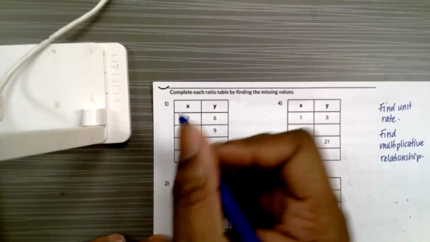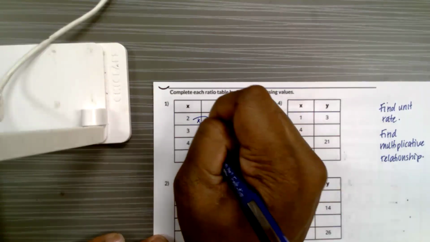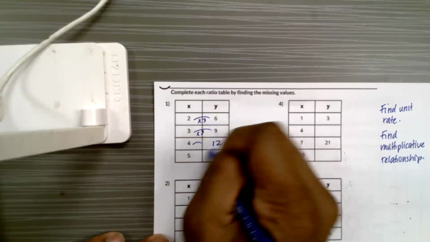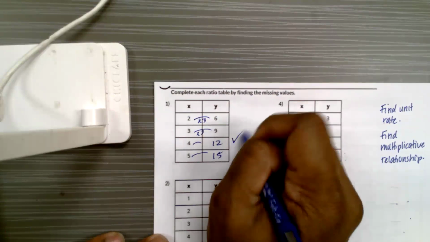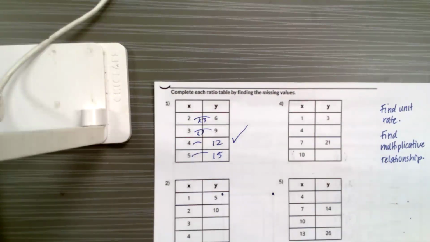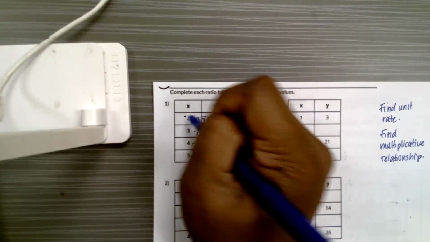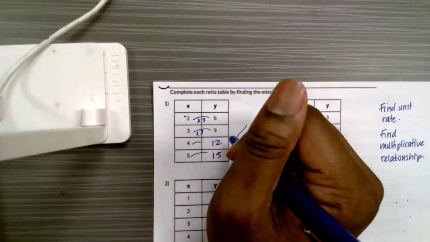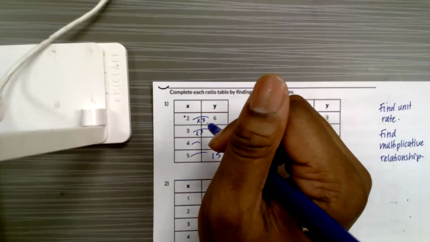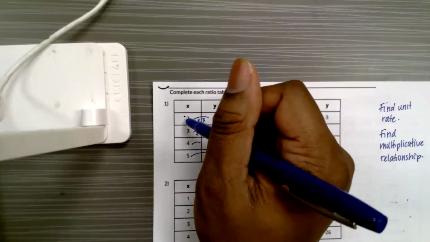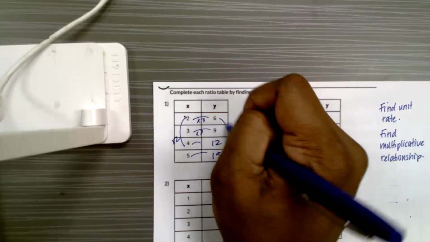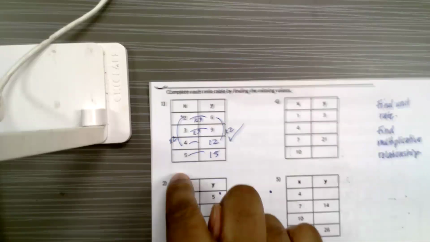I can already look here. See, look, to get from 2 to 6, it's times 3. So whatever I have here, just multiply times 3. 4 times 3 is 12. 5 times 3 is 15. Done, right? I also know that to get from 2, oh, I can't really do that, can I? To get from 2 to 4, oh no, yeah. 2 to 4 is times 2. 6 times 2 is 12. Do you see how I was able to figure it out?